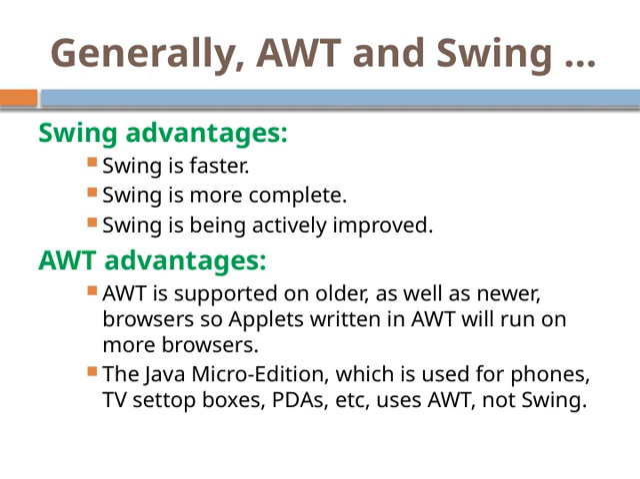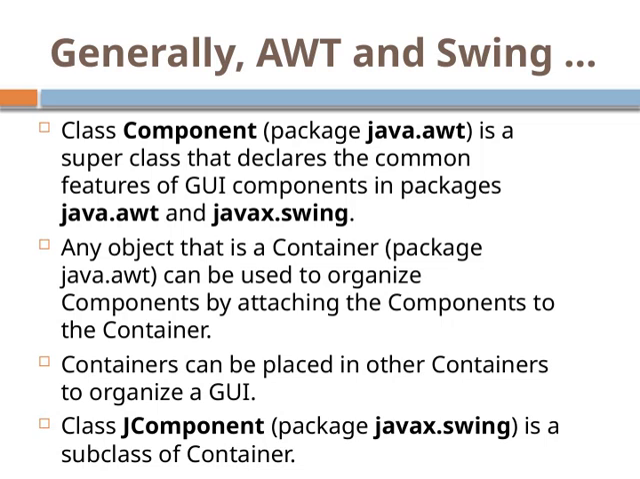Understanding these differences helps us see how each toolkit fits into different development scenarios and highlights why choosing the right one depends on the specific requirements of our project. Generally, AWT and Swing are the foundational tools we use to create graphical user interfaces in Java. When we look at the core of these systems, the class Component in the java.awt package stands out as a superclass.